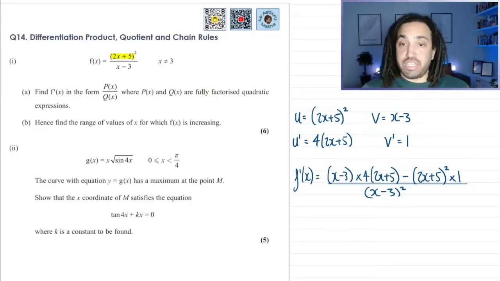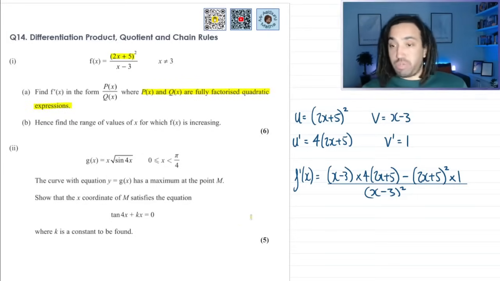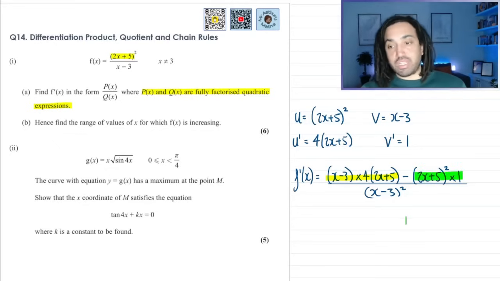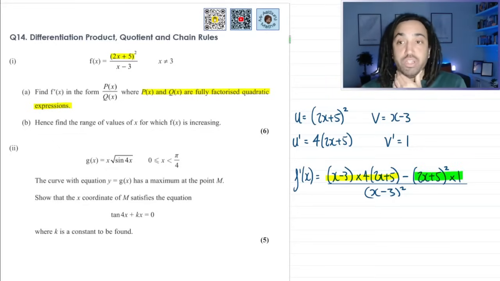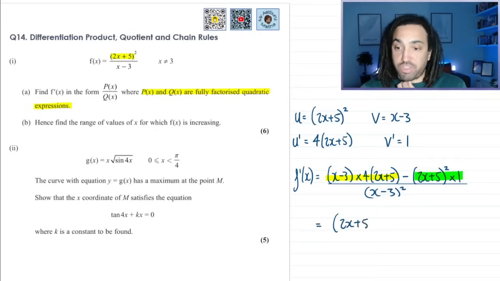Now, it says where p(x) and q(x) are fully factorised quadratic expressions. So, what I'm going to do is I'm going to look for factors. So on the numerator, we've got two terms. We've got this term and we've got this term. Now, what do those two terms have in common? Well, they both share a factor of 2x plus 5.